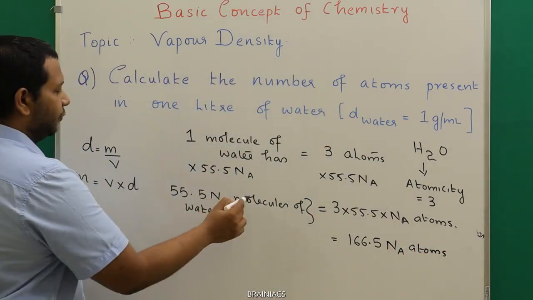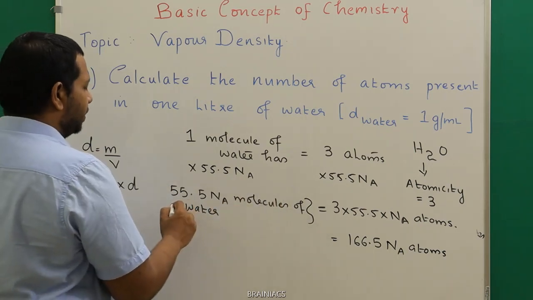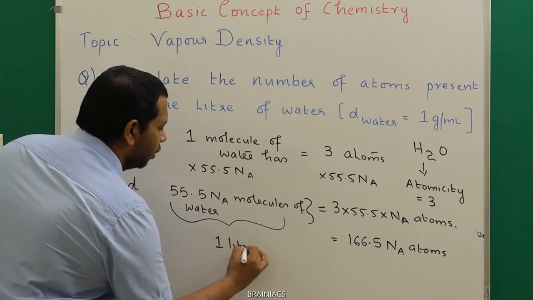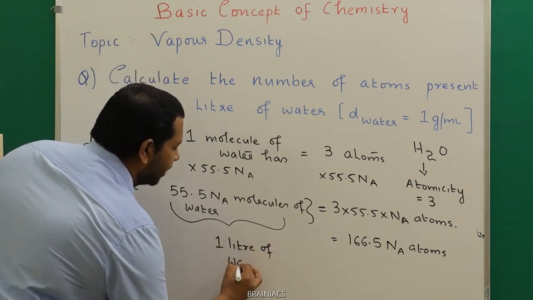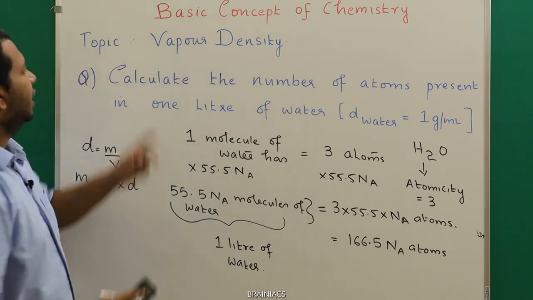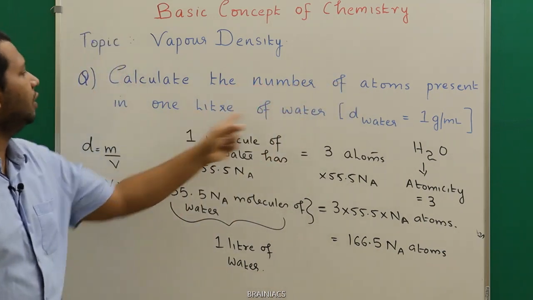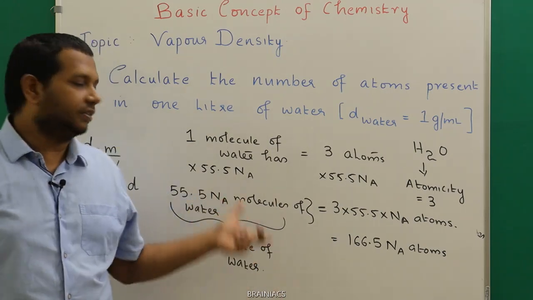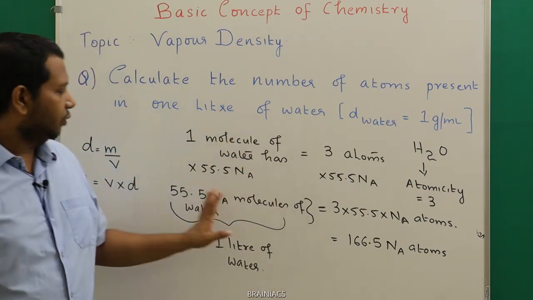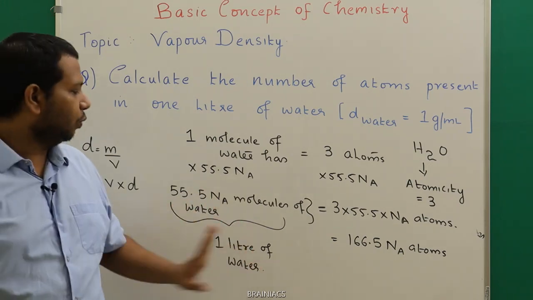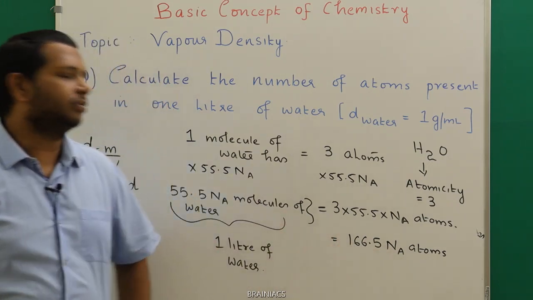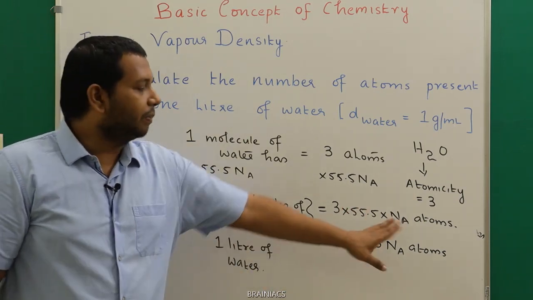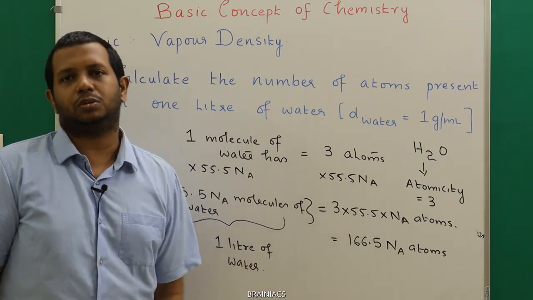So I know that 55.5 Na molecules of water means how much liter of water is that? This is equal to 1 liter of water. So I have got exactly what they have asked. They are asking you to calculate the number of atoms present in 1 liter of water. So we know 1 liter of water is 55.5 Na molecules. How it is getting, that is what I was explaining earlier. It has number of atoms equal to 166.5 into 6.022 into 10 power 23 atoms. You can multiply and get the actual answer.